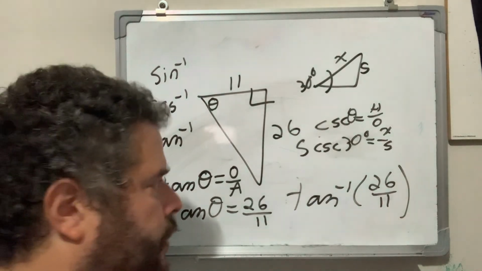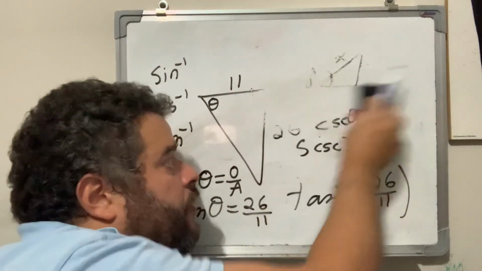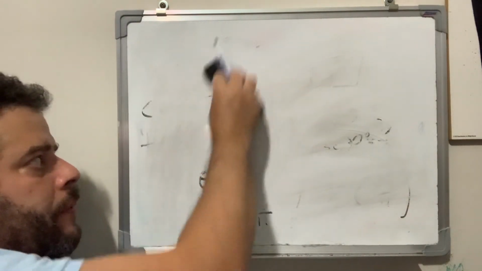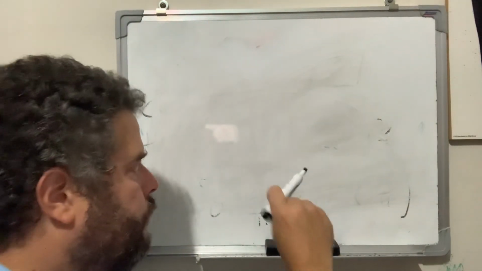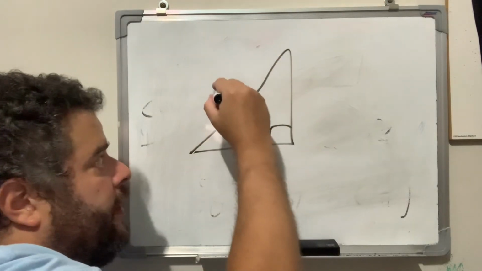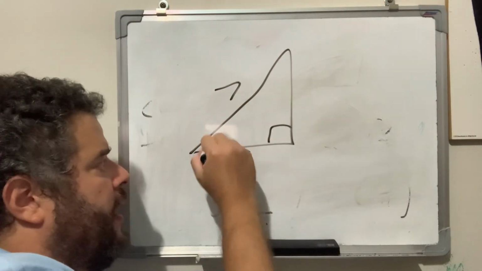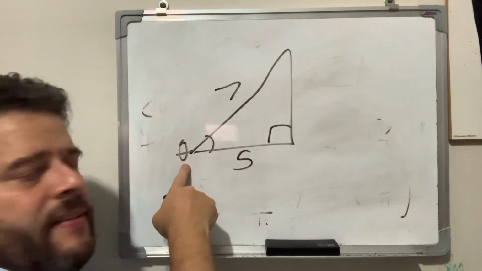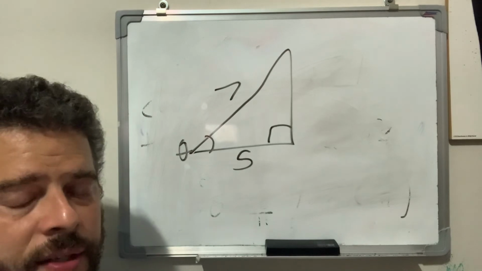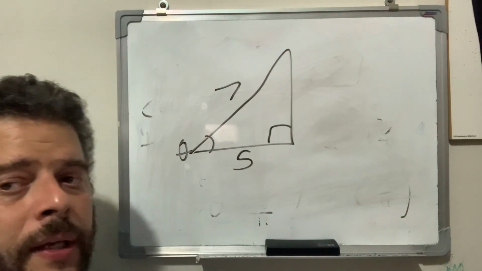Okay, not that difficult. And when you're given two sides, to find the angle in between, let's do another example real quick. Let's say I have this triangle. And they give me 7 and 5. They're asking me to find this angle. Here I have an adjacent and the hypotenuse. Adjacent and hypotenuse would be cosine.